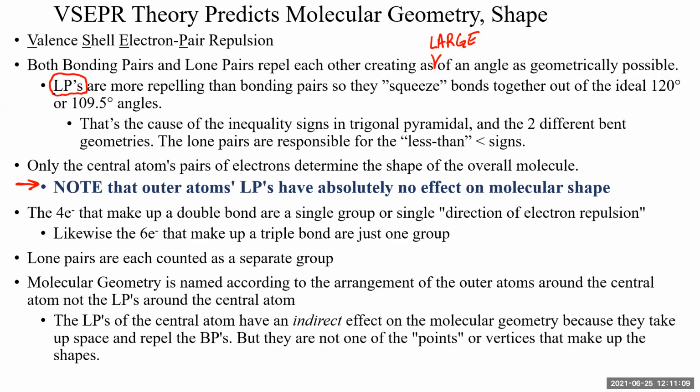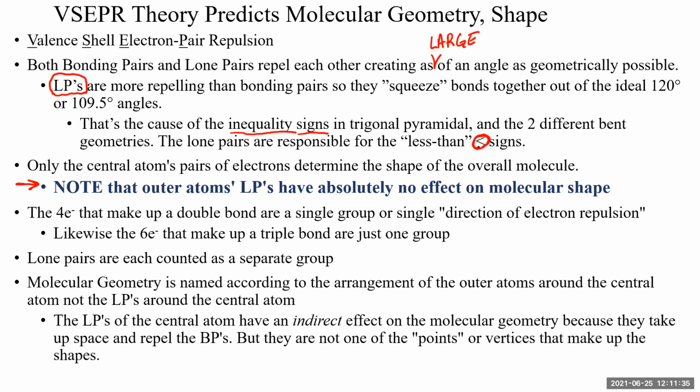This is the cause of the inequality signs in the trigonal pyramidal and the two different bent geometries. You'll see in a moment what I mean by this. The lone pairs are always responsible for the less than symbol in any bond angles. Afterwards, come back and reread this section, and this will make more sense to you then. If it's a little premature now, don't worry about it. Just keep it in mind.